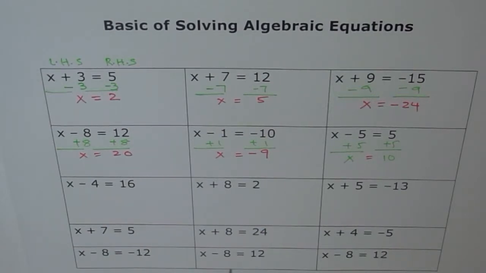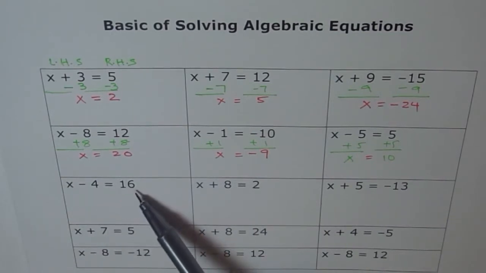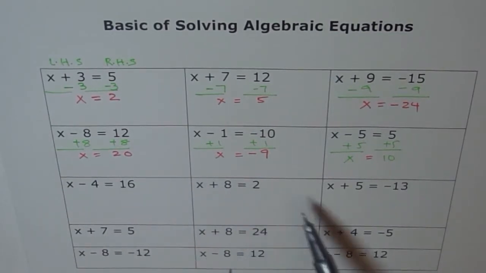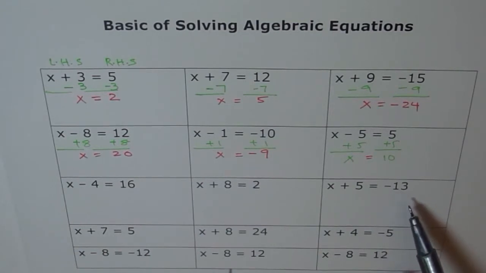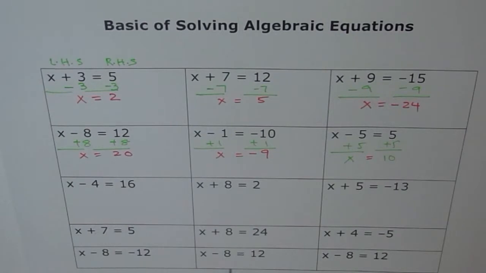If your equation has x plus or minus something equals to something else, you can easily do it. Just get rid of this number. So what will you do here? Add 4 on both sides. Take away 8. Take away 5. And for these questions: take away 4, add 8. Take away 8, add 8. Take away 7, add 8. Does it make sense to you? Yes, it does. So easy. Copy the questions and do it yourself.